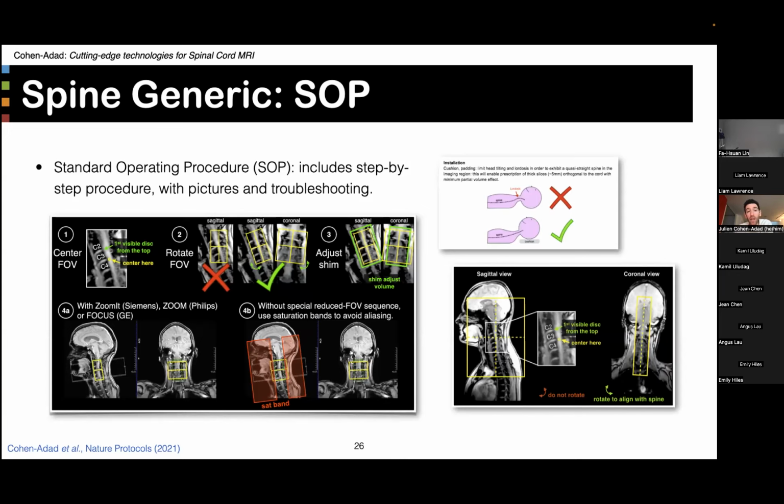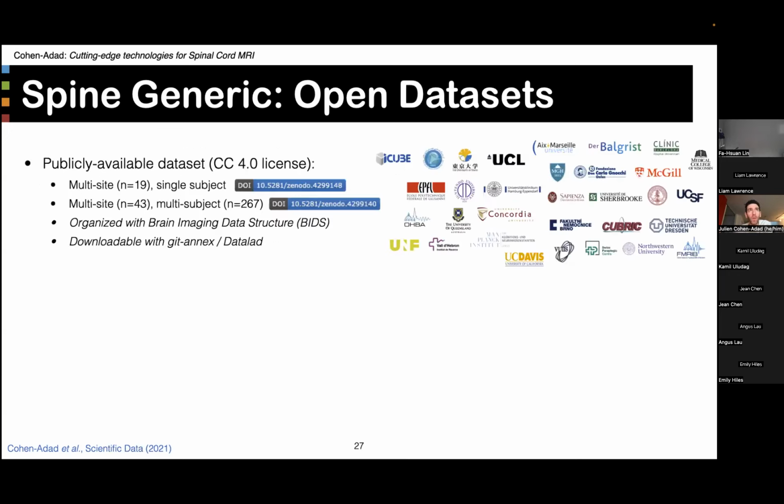And in order to validate that the protocol could be reproduced at different sites, we've also acquired a lot of data across different sites. So there is one data set of a single subject acquired at 19 sites internationally, and another data set for multiple subjects that were scanned across 43 sites.